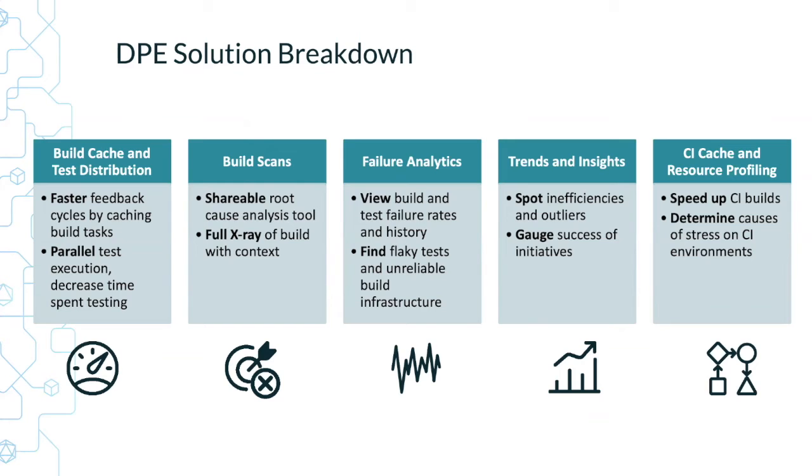Okay, so breaking each one of these down: build caching and test distribution. Faster feedback cycles by caching individual tasks in a build. So obviously the more modular you're able to make your code, the more of this stuff can be cached. And so it's not like, again, that you just plug this in and then you're done, right? You get a benchmark of where you're at right now by aggregating this data across many builds. And then you use that to say, okay, what if we made the code a little bit more modular here? Would we have better opportunities to cache parts of the build that we didn't have before? So that's kind of the second phase, right?